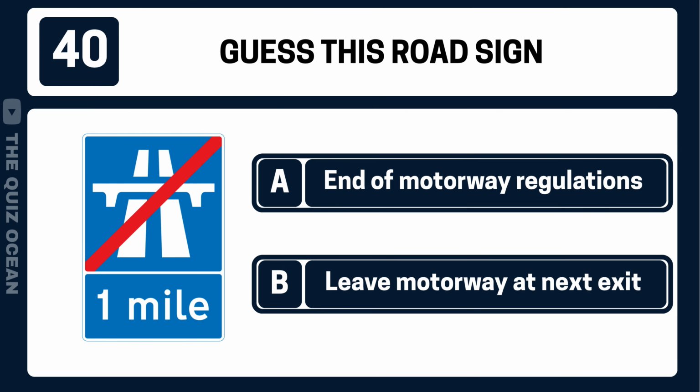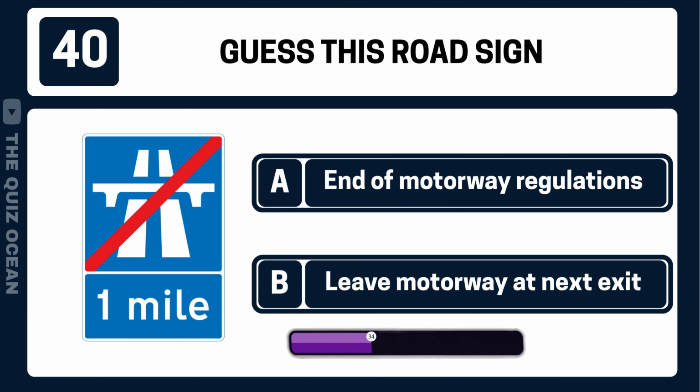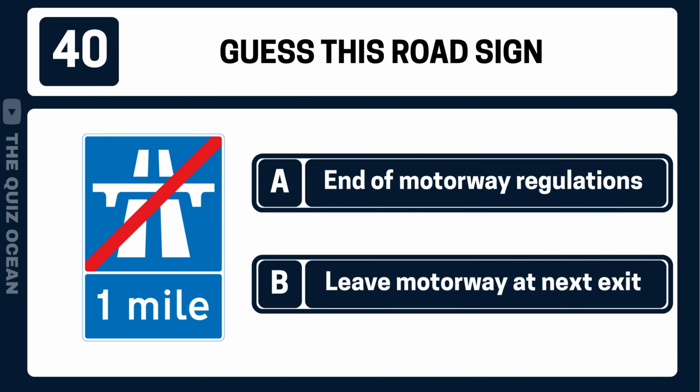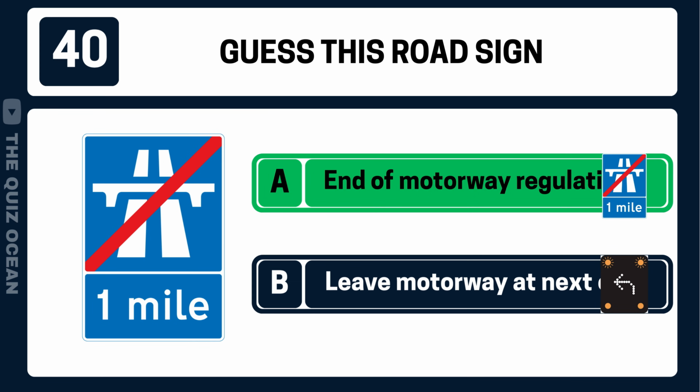Guess this road sign. A. End of motorway regulations. B. Leave motorway at next exit. Excellent. This sign marks the end of motorway regulations.